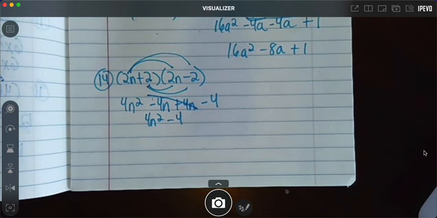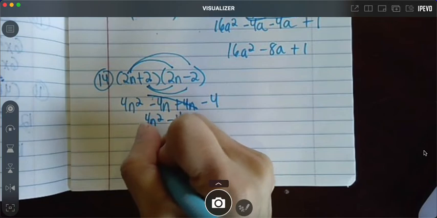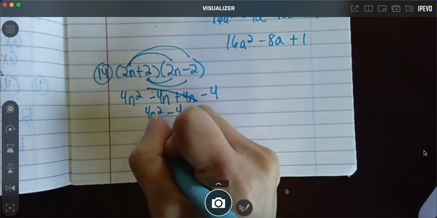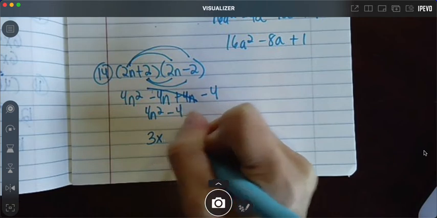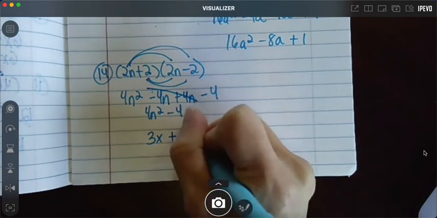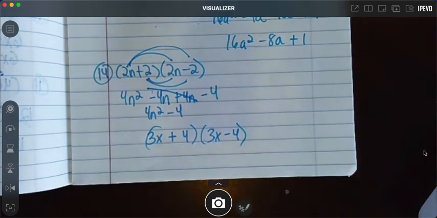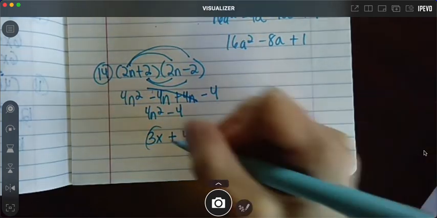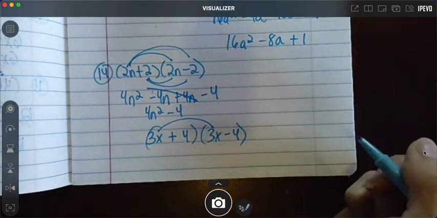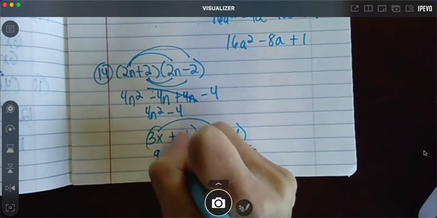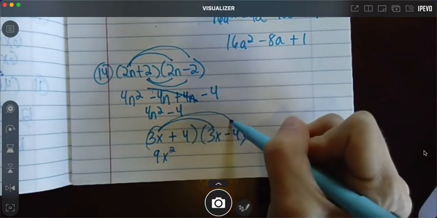Do I need to do another one of those? Yeah. Okay. If I have 3x plus 4 and 3x minus 4, I can tell you right now that since these are conjugates, it's going to be 9x squared minus 16, because I just square this and square this, only because they're conjugates. Say you don't remember that, what are you going to do? You're just going to FOIL it out. So, what's 3x times 3x? 9x squared. What's 3x times negative 4?